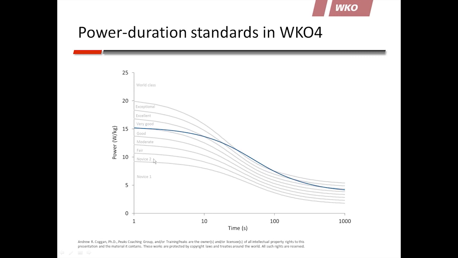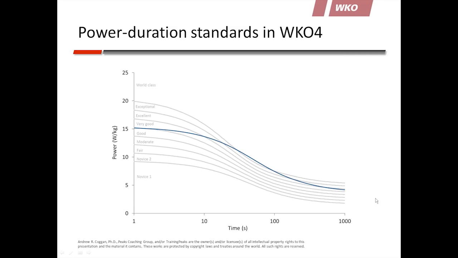So the top line here is the border between exceptional and world class. It's not what it takes to be world class. If you're above that border anywhere, we would consider your power at that duration to be world class. And if you're below this bottom border at any duration, we would consider your power to be that of novice one. And in between: novice two, fair, moderate, good, very good, excellent, exceptional, etc.